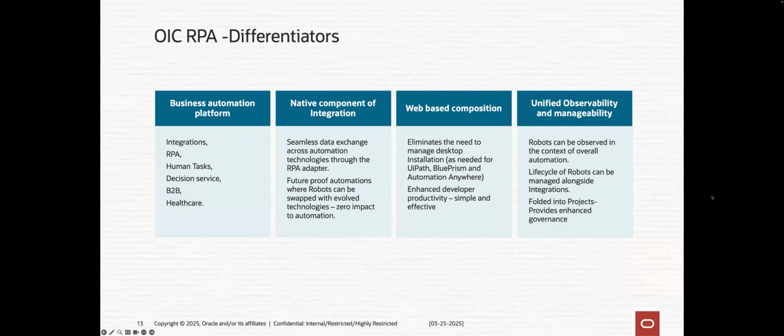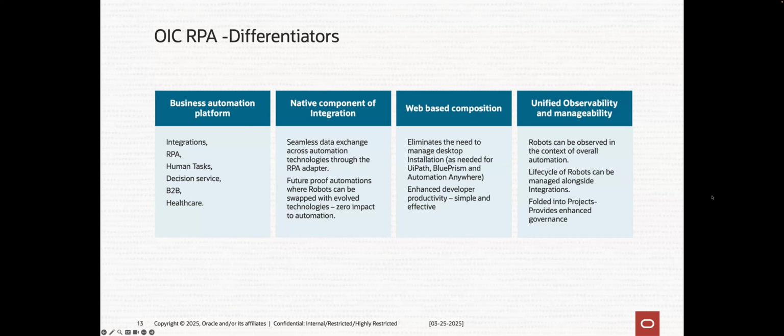Okay. So what are the differentiators? We are a business automation platform, so we give you a lot of other automation capabilities. RPA is one of them. So you can build heterogeneous automation patterns, leveraging one or several of these technologies. It is a native component of integration, which means making an integration talk to a robot is very simple. We provide you all the required utilities to do so.